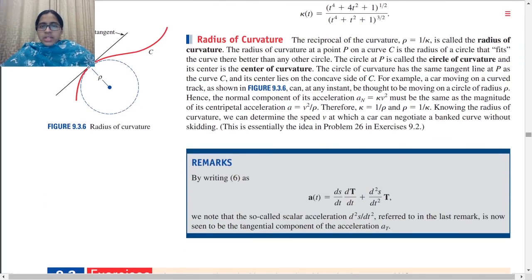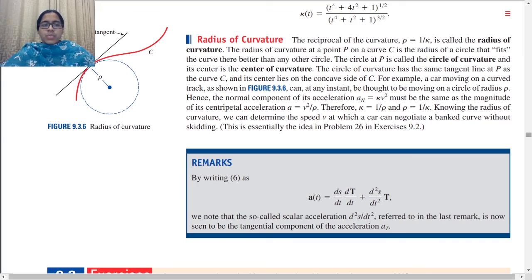Now next we are moving on to the definition of radius of curvature. It is nothing other than the reciprocal of the curvature kappa. The reciprocal of the curvature, rho is equal to 1 by kappa, is called the radius of curvature. If you consider the curve C and a point P, the radius of curvature at that point is the radius of the circle that best fits the curve. That circle at P is called the circle of curvature, and its center is called the center of curvature.